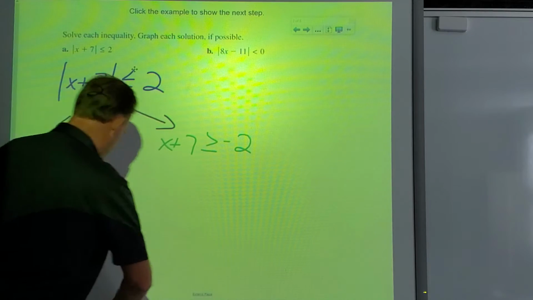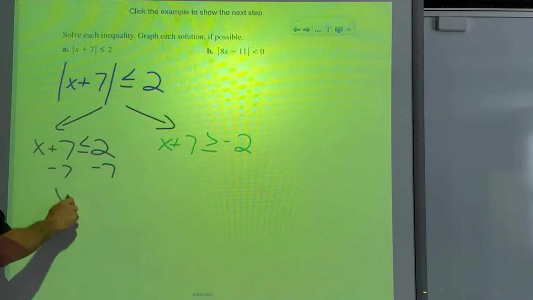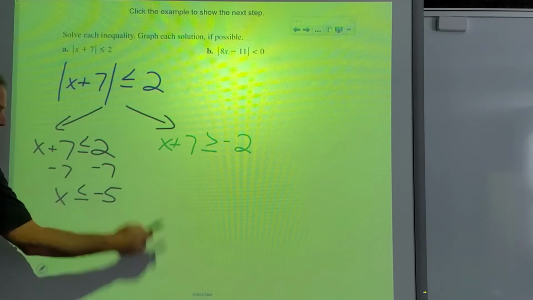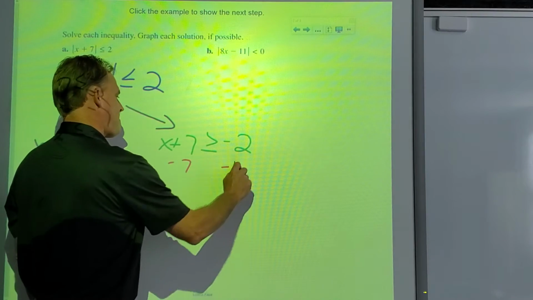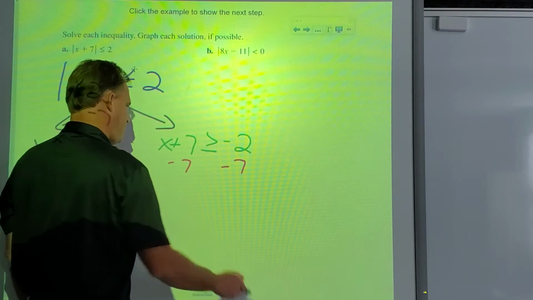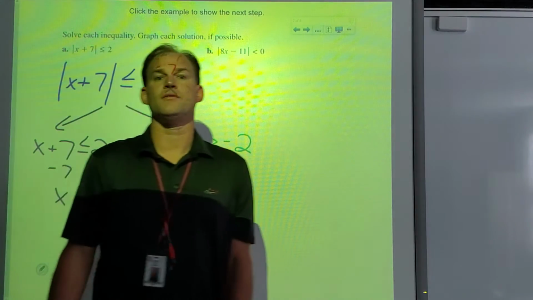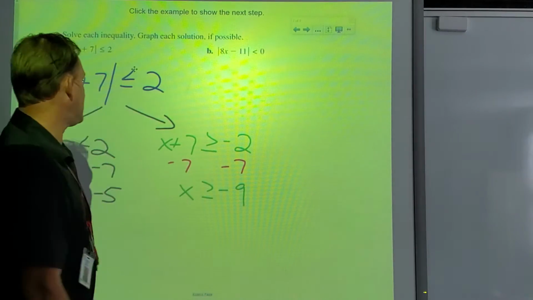Solve both equations. Minus 7. X is less than or equal to negative 5. Over here. X is greater than or equal to negative 9. All right? So, that part's easy enough.